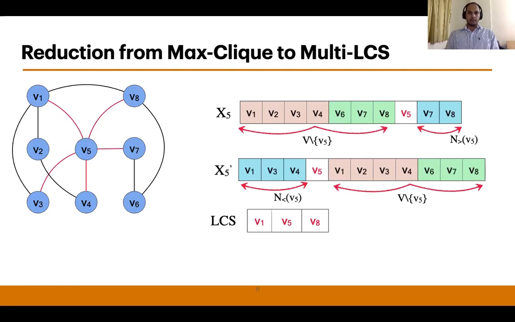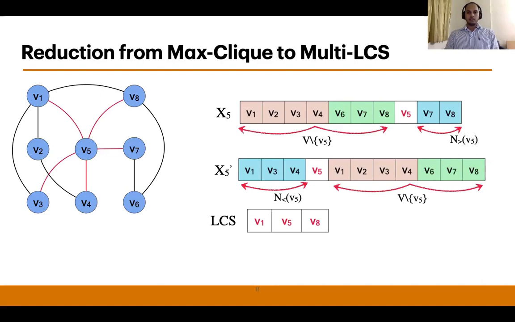In string x5 prime, initially all the neighbors of V5 with index smaller than V5 come, then the vertex V5, and in the end, all the vertices except V5 are there. As you can see, an LCS for this case is V1, V5, V8. There are many other LCS, but all the longest sequences are of length 3. And you can also see that in this graph, the clique is also of size 3, and V1, V5, V8 also form a clique.